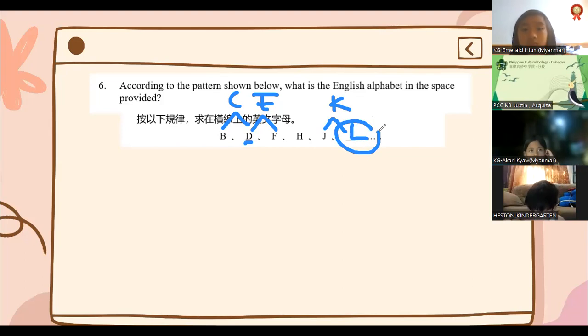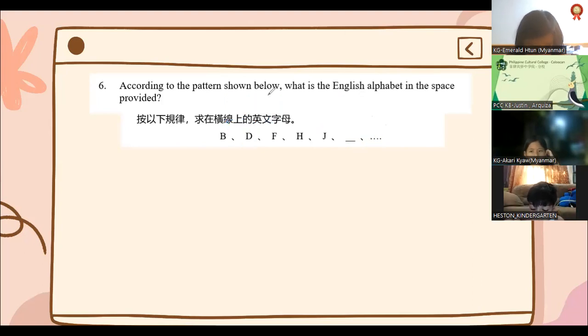The pattern is you have to skip one, but the pattern that you said is also correct, meaning you add two letters and then that last letter is going to be here. For example, B. So B, C, D. D is the last letter, so that's going to be the next letter here. It's possible and it is correct.